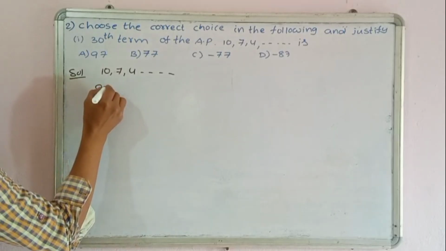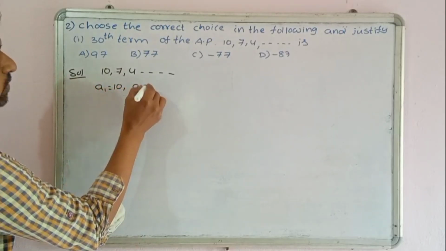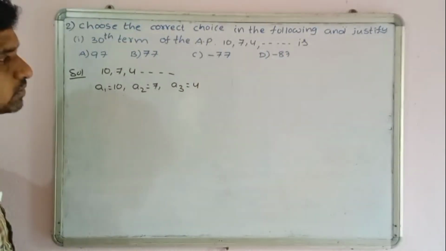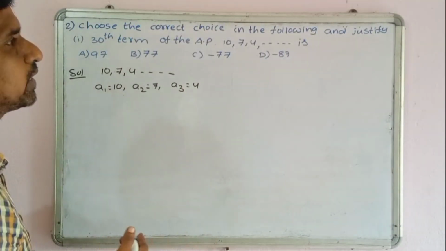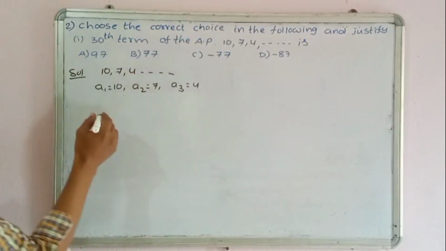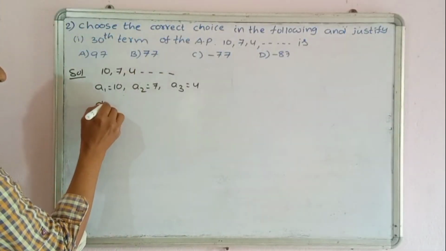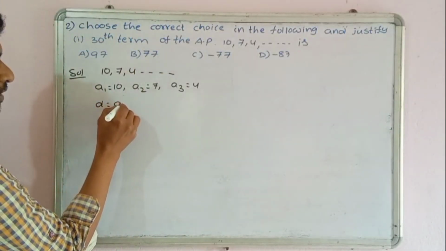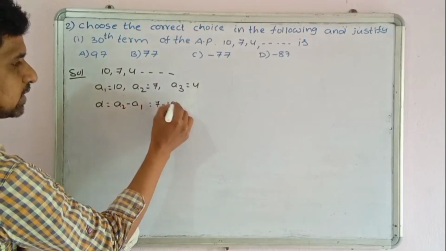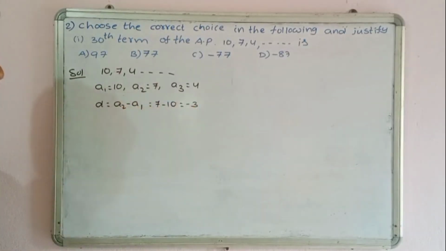Here A1 equals 10, the first term. A2 equals 7, A3 equals 4. We don't know how many terms there are, so first we find the 30th term. First I want to find D. What is the formula for D? A2 minus A1, the common difference. So 7 minus 10, that is minus 3.